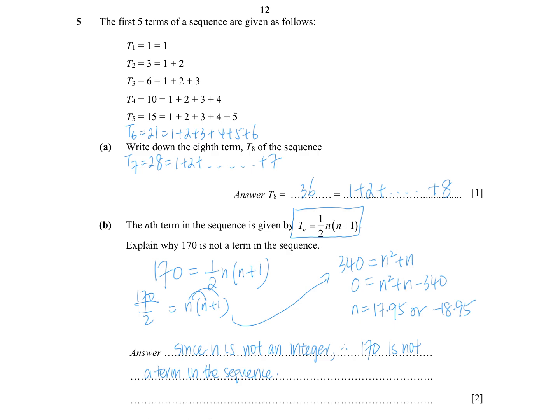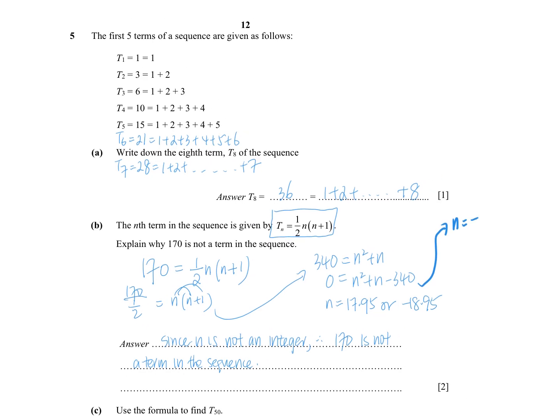I'll use the quadratic formula. This one uses the quadratic formula: minus b plus or minus the square root of b squared minus 4ac, over 2a. Because they won't just use the quadratic formula to solve.